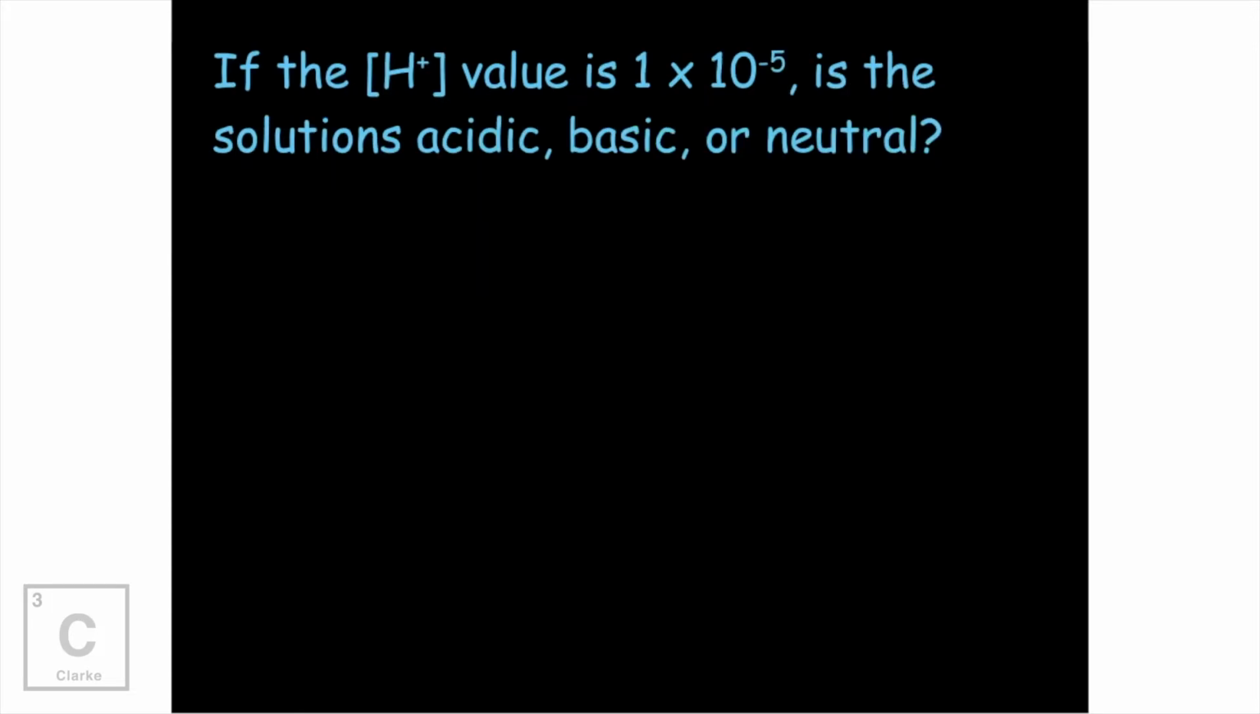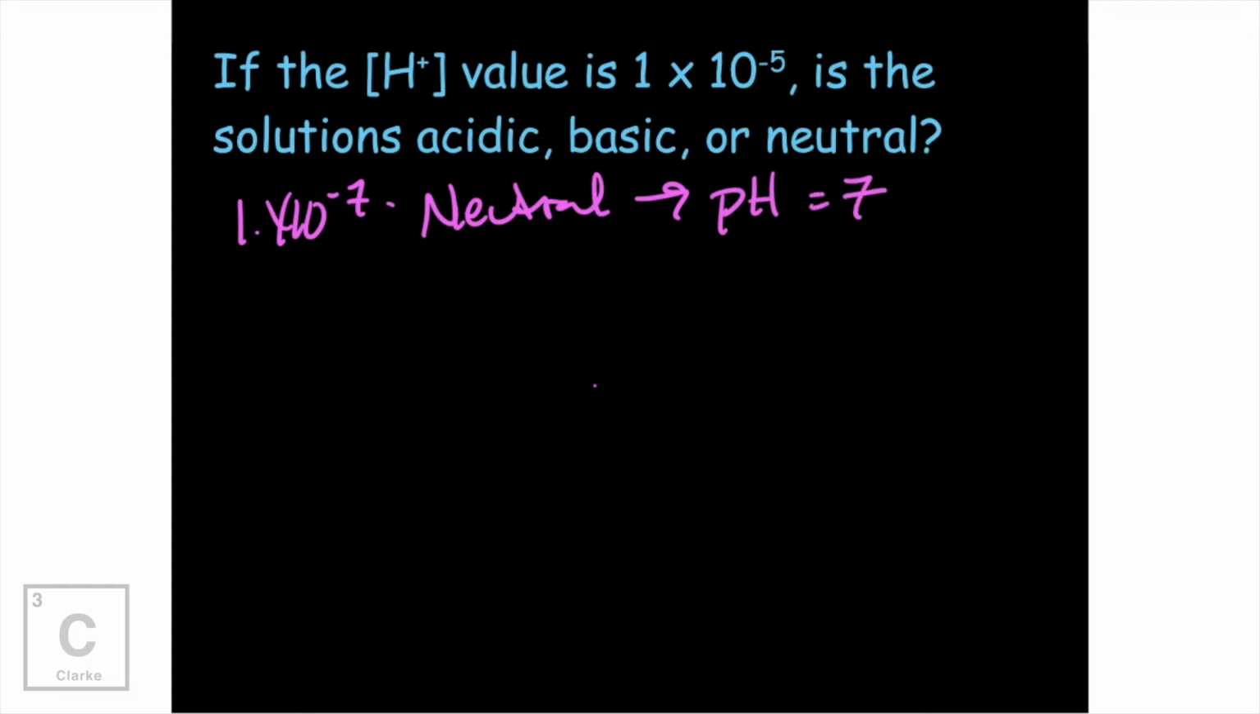If the concentration of hydrogen ion value is 1 times 10 to the negative fifth, is the solution acidic, basic, or neutral? Little shortcut here. We could do math for this problem, but if 1 times 10 to the negative 7 meant neutral, and we know that the pH of a neutral substance is 7, this 7 and this 7, they're the same 7. If we're talking about 5 right here, that's like saying pH of 5.